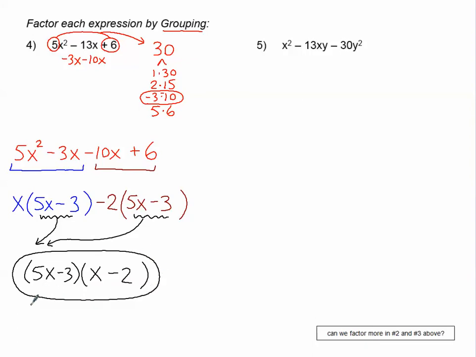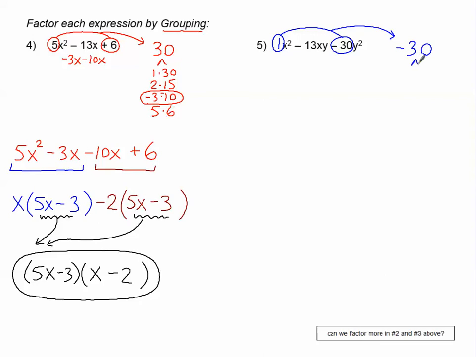Let's do number 5 and see how these two problems compare. We have another trinomial, which means I need to split up the middle term into 2 parts. To find those parts, I need to take the first coefficient, which is 1, and the last coefficient, which is negative 30, multiply them together, and I get negative 30. Very similar to our positive 30 over here, except that it's negative, which means that it's going to be the same numbers, but one in each pair has to be a negative.